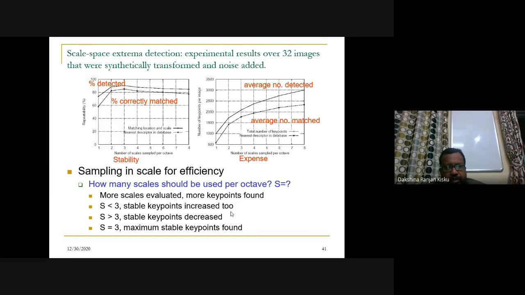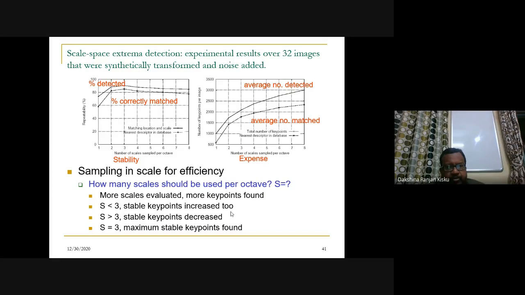So for both the matching location and scale and nearest neighbor in database, we can obtain two different curves, and two different curves are getting flattened after three scales. Okay, that means after three scales the curves are flattened. So that means here we can conclude that up to three scales, three scales meaning three different smoothened filtered images, to be considered per octave. Okay, so that means instead of five, instead of four, or instead of some abrupt number, we can consider three scales per octave.